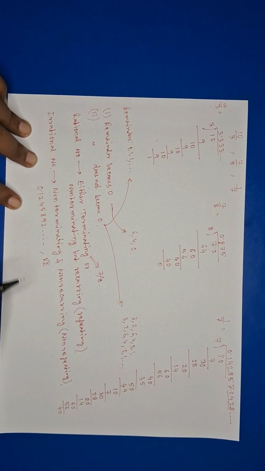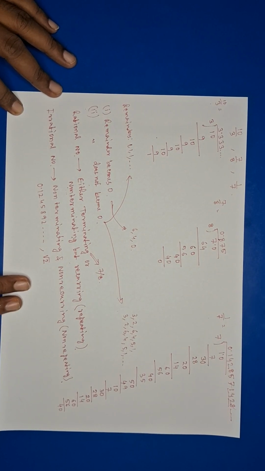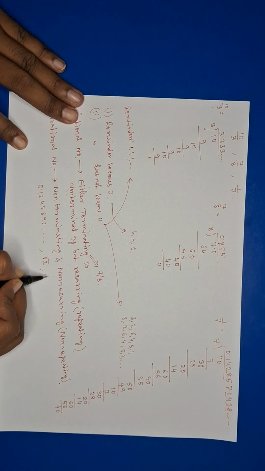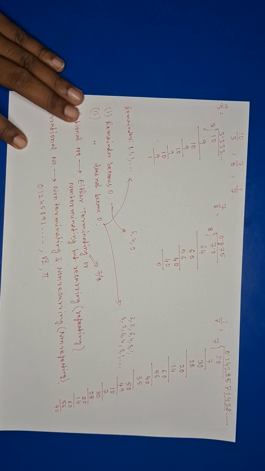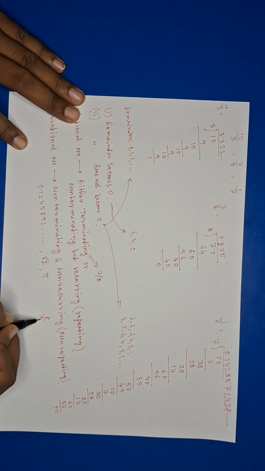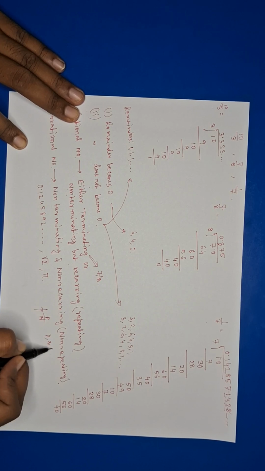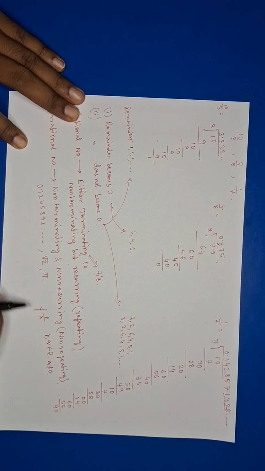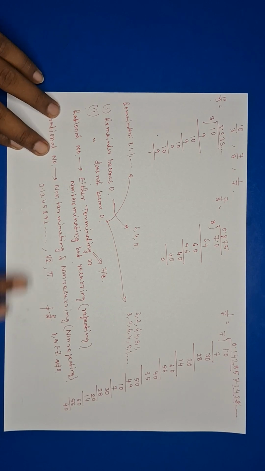Root 2, if you write the expansion for root 2, this is also non-terminating and non-recurring. Pi is also non-terminating and non-recurring, and you cannot write these expressions in the form of p by q, where p and q are integers and q not equal to 0. All these irrational numbers you cannot write in the form of p by q.